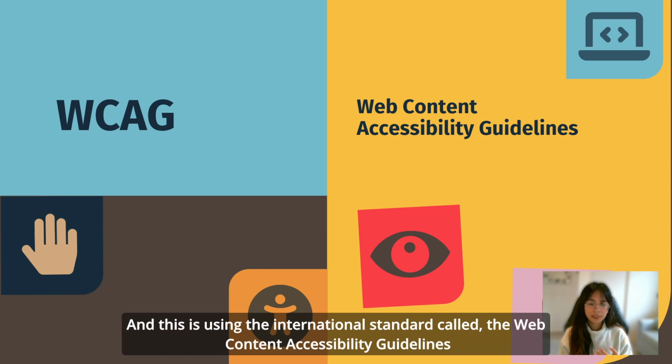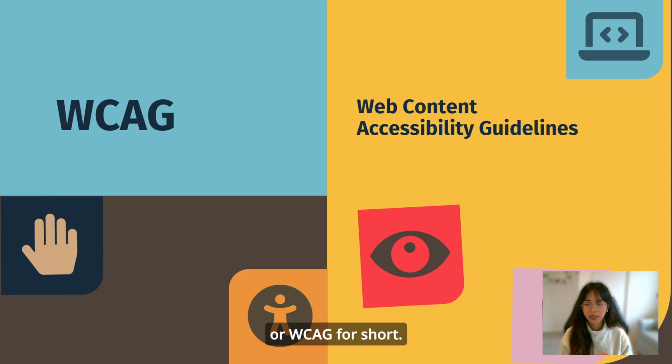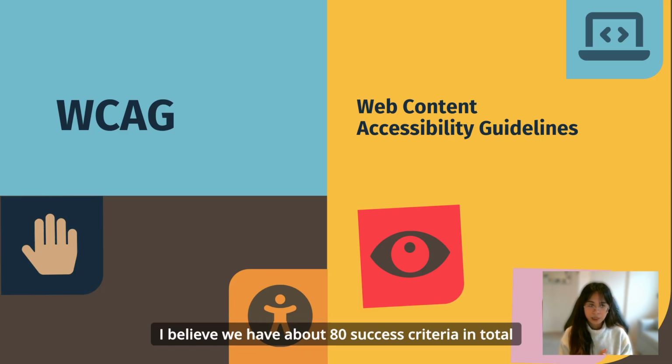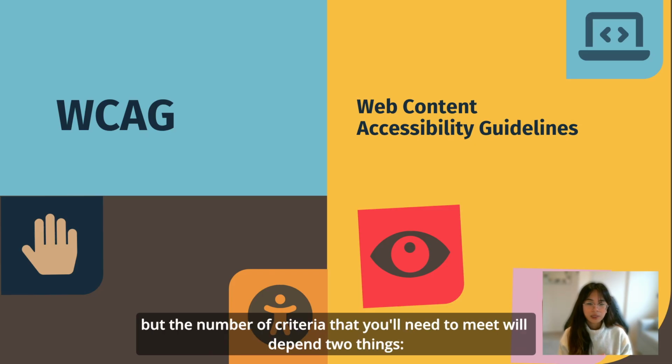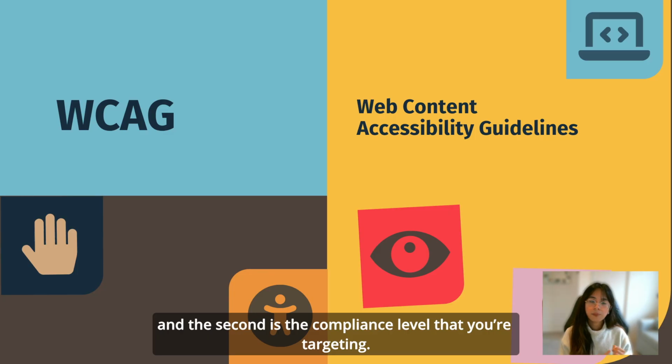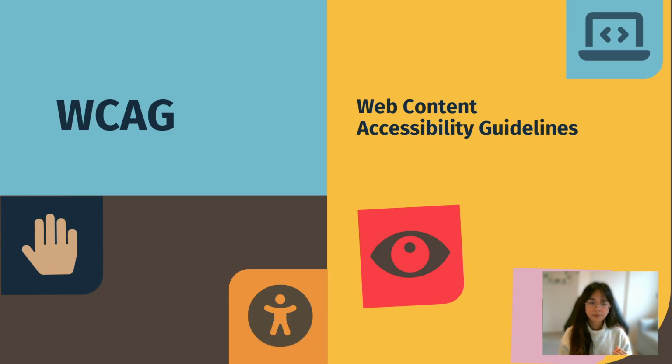The international standard called the Web Content Accessibility Guidelines, or WCAG for short. So think of WCAG as a list of criteria for making sure your content is accessible. I believe we have about 80 success criteria in total, but the number of criteria that you'll need to meet will depend on two things. The first is the WCAG version, and the second is the compliance level that you're targeting.